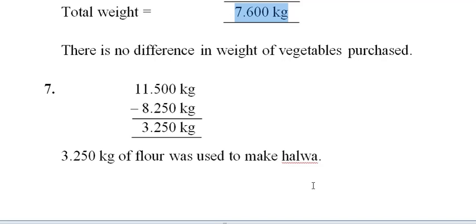It is very simple. As I already said before, whatever the kgs are given, here in this case it is 11, keep 11 towards the left hand side, and whatever the grams are given, keep it on the right hand side of the decimal point. So minus 8.250 kg. You will do the subtraction and it will be 3.250 kg, or 3 kg 250 gram of flour that was used to make halwa. So this was your exercise 3.5.